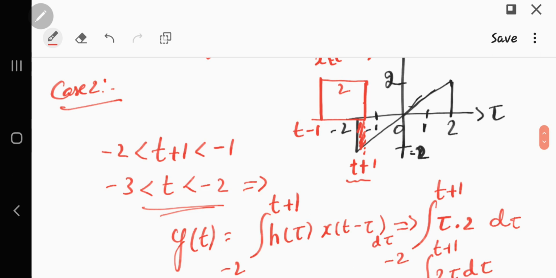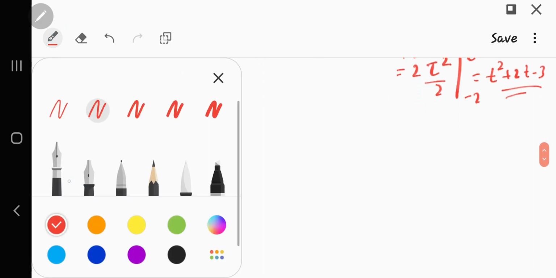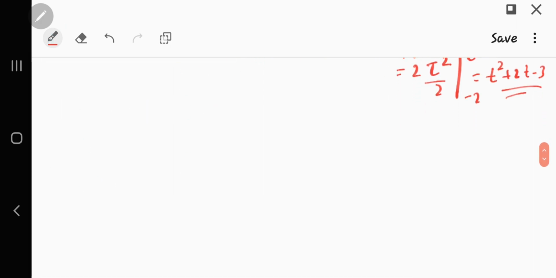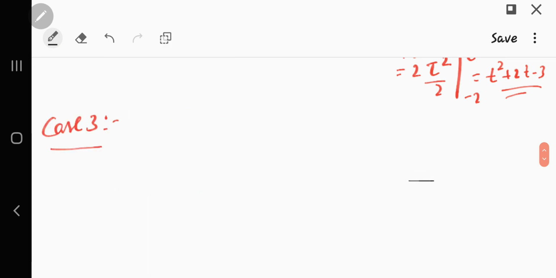Now in the next case, I will move this t plus 1 here. So that means I will keep this between minus 1 and 0. Let's see what happens to the signal now. Again, I will draw the signals here. So I'll write this case 3, and let's plot this.